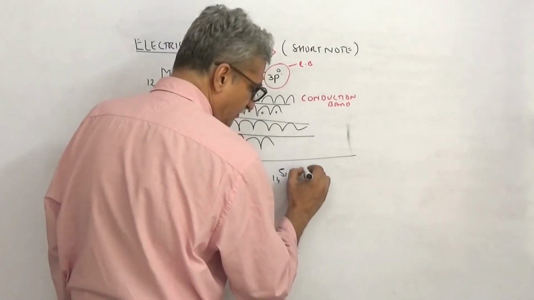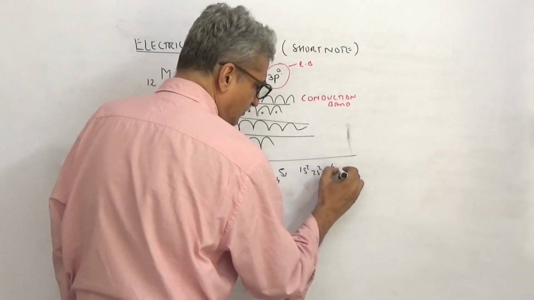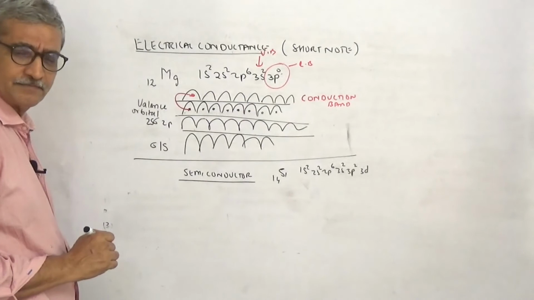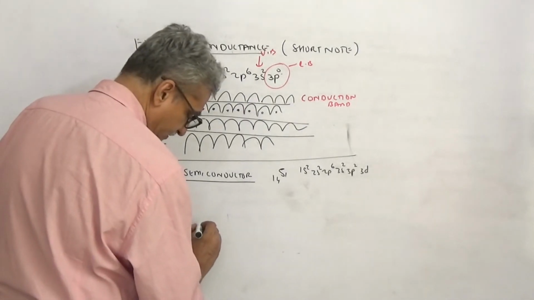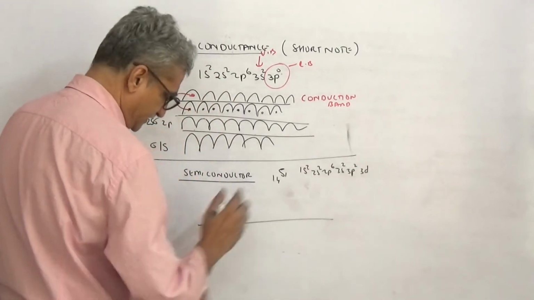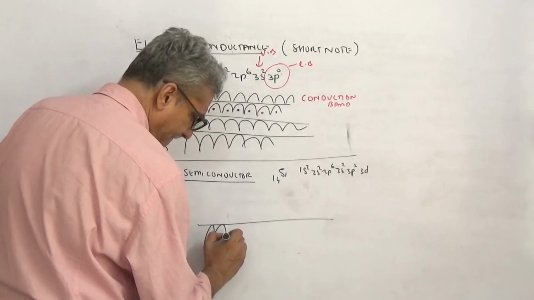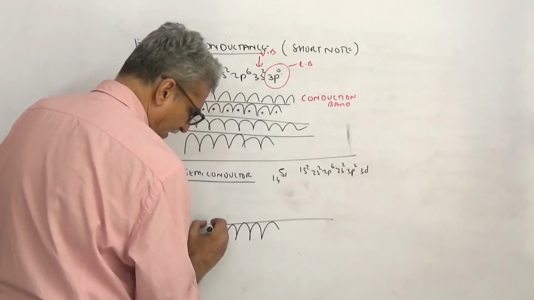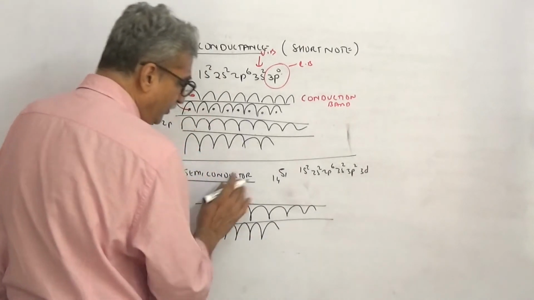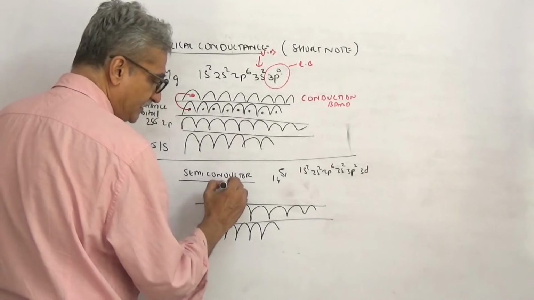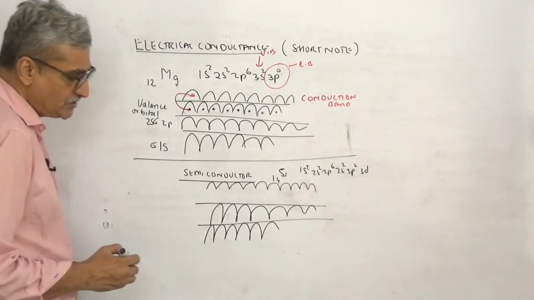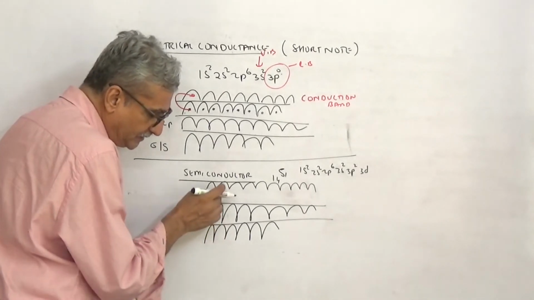It will have a configuration of 1s2, 2s2, 2p6, 3s2, 3p2 and 3d. So what is happening is, look, I leave the lower ones: 1s, 2s, 3s. You have 3s and then you have 3p. Your 3d is at a slightly higher level. So there is a slight difference.